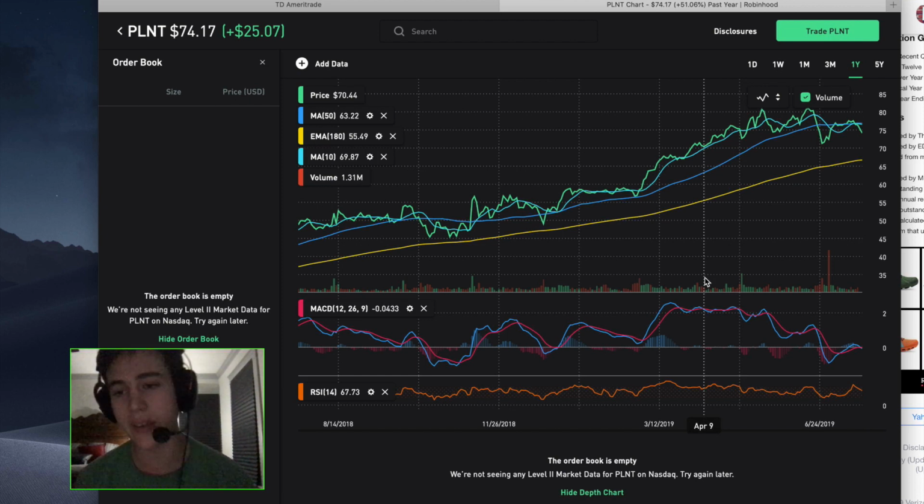If it does break 70, I'm going to stay clear for a little while. I'm not going to short because I'm so bullish on it. It's probably smart to short right now. I'm pretty confident it's going down, but I'm so bullish on this one, I'm staying out. I'm not going to short.